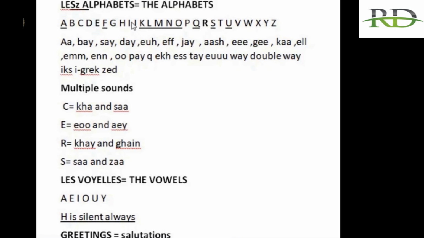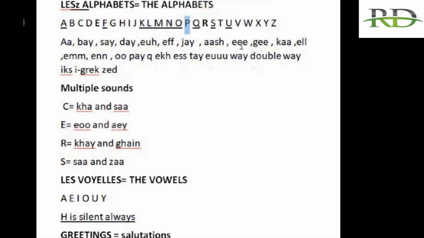Okay, E. Now, the funny part is that E is not E in French, but I is actually E in French. Okay, G, that we have already studied. K, L, M, N, O. It's going to remain the same as English.